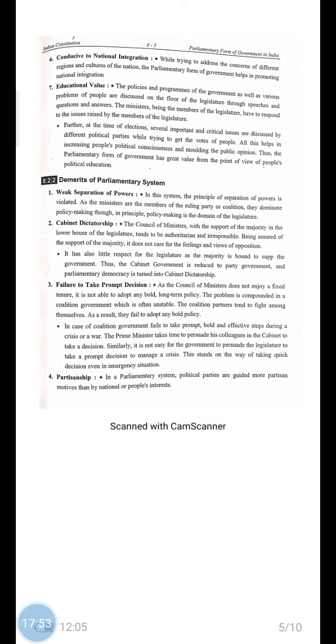Then educational values. The policies and programs of the government, as well as the various problems of the people, are discussed on the floor of the legislative through speeches and question answers. Ministers, being members of the legislative, have to respond to issues raised by the members of the legislative. At the time of elections, several important critical situations are discussed by the different political parties. While trying to get the votes of the people, all this helps in increasing the people's political consciousness and moulding public opinion. Thus the parliamentary form of government has great value from the point of view of the people's political education.